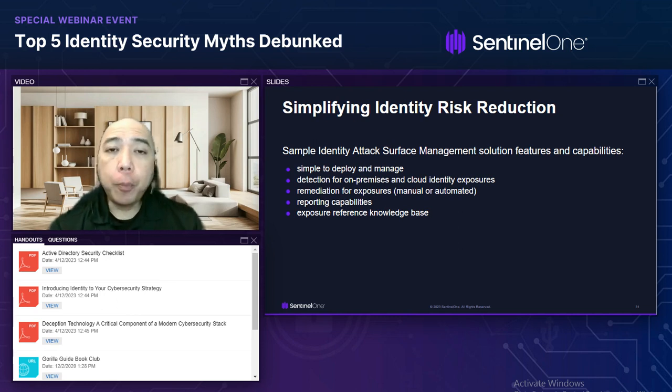So, the whole point of identity risk reduction is to simplify reducing risks to your identity attack surface, right? So here's some examples. It should be simple to deploy and manage. It shouldn't be difficult to deploy an identity attack surface management solution. It should be simple to install. It should operate in the background. It should be dead simple, right? You should also be able to use the solution to detect on-premises and cloud identity exposures, right? Depending on the solution you choose, there are solutions out there that can detect both on-premises and cloud identity exposures to your Active Directory and Azure Active Directory.